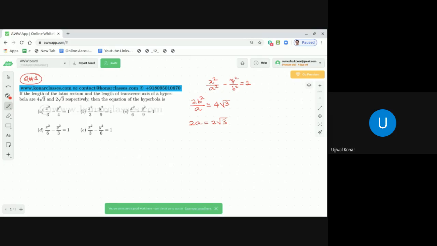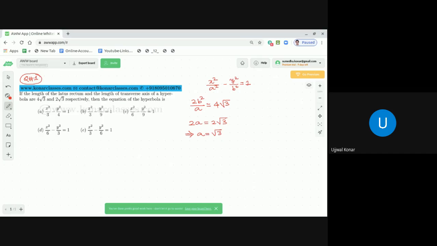Based on that assumption, the length of the latus rectum is 2b square by a, and that is equal to 4 root 3. And the length of the transverse axis is 2 root 3, that means 2a equal to 2 root 3. So that implies a is equal to root 3. Dear students, there is a technique: the moment you get a is equal to root 3, that means a square equal to 3.